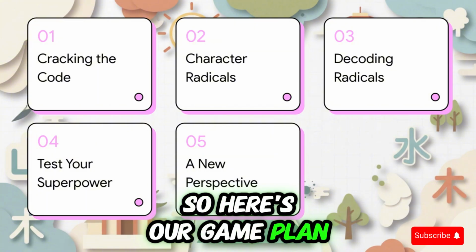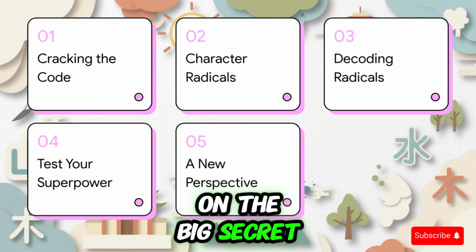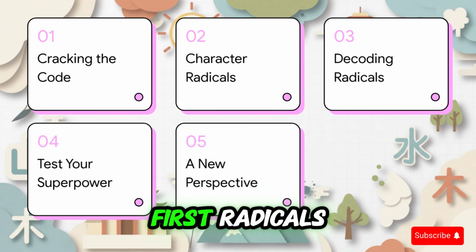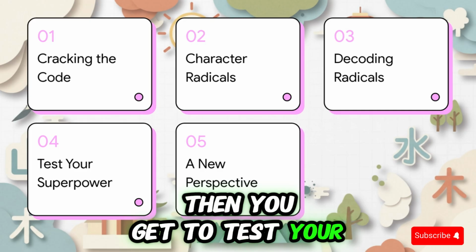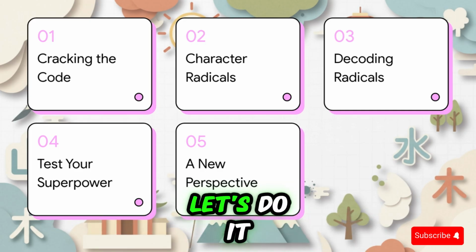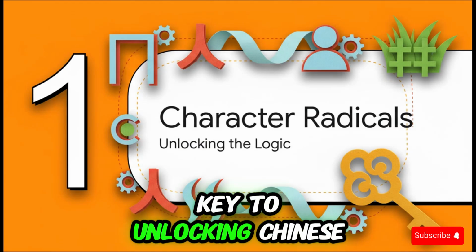So here's our game plan. We'll start by cracking the Chinese code. Then I'll let you in on the big secret: character radicals. After that, we'll be decoding your first radicals. Then you get to test your new superpower, and by the end, you'll see the language differently. Let's do it. So what is this master key to unlocking Chinese?